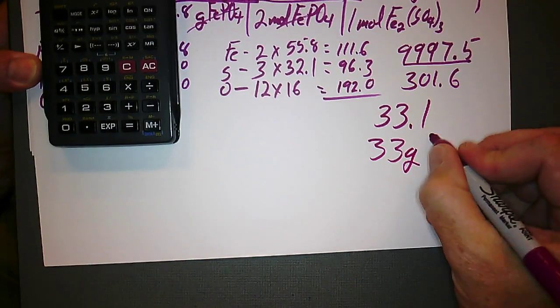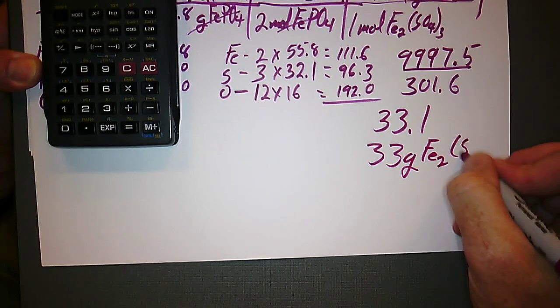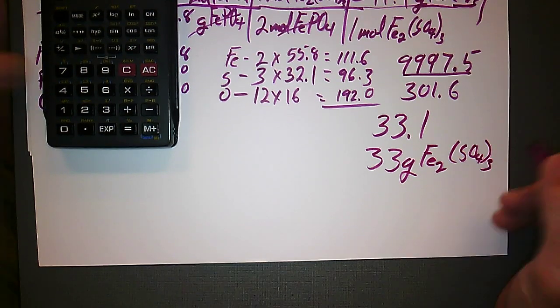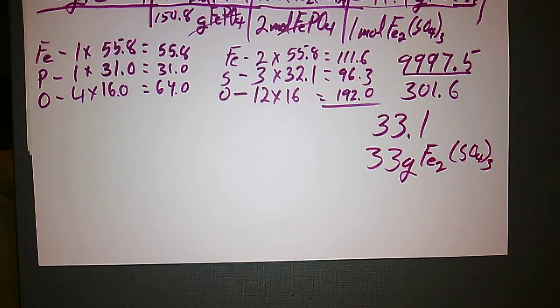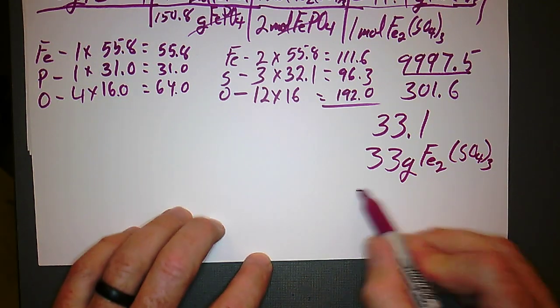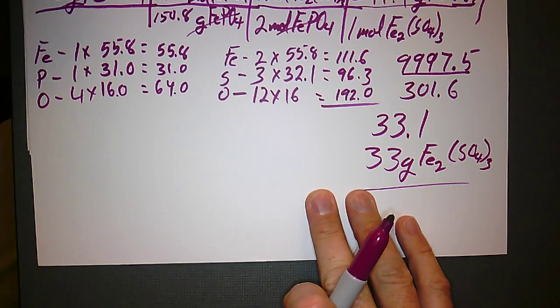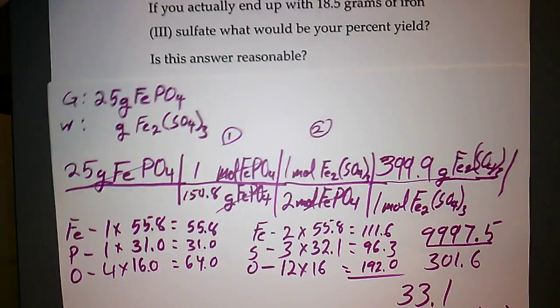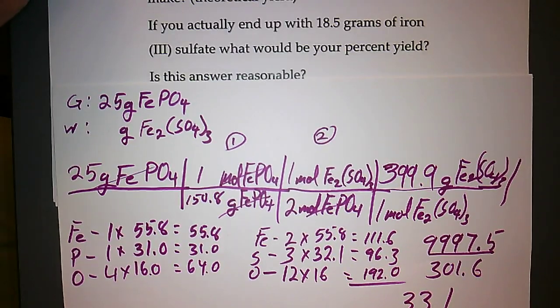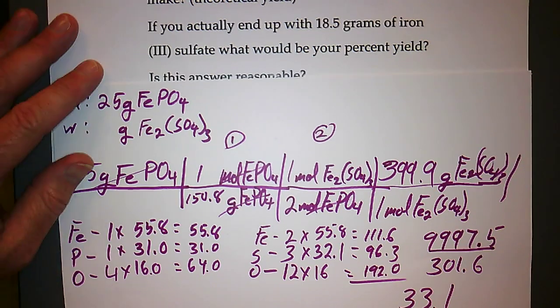grams Fe2(SO4)3. So if everything goes perfect in our reaction, this is how much we should theoretically produce. Are you with me? That's just the stoichiometry we've done before. Are you with me? Okay, so now we go back to our original question, and we're going to take it a little bit further. All right? If we actually end up with 18.5 grams of iron 3 sulfate, what would be our percent yield?